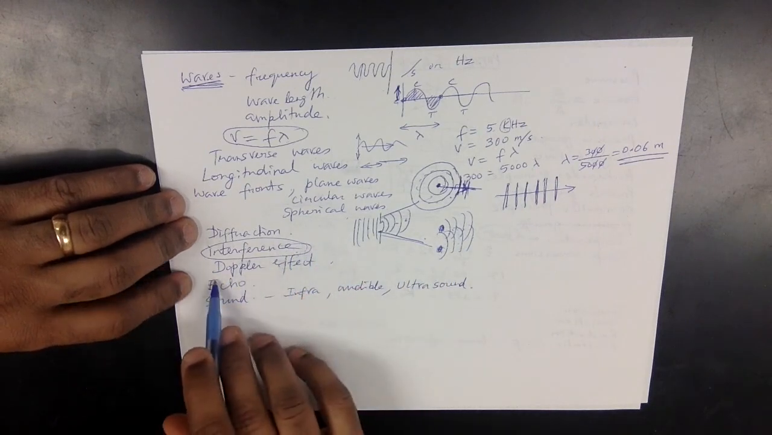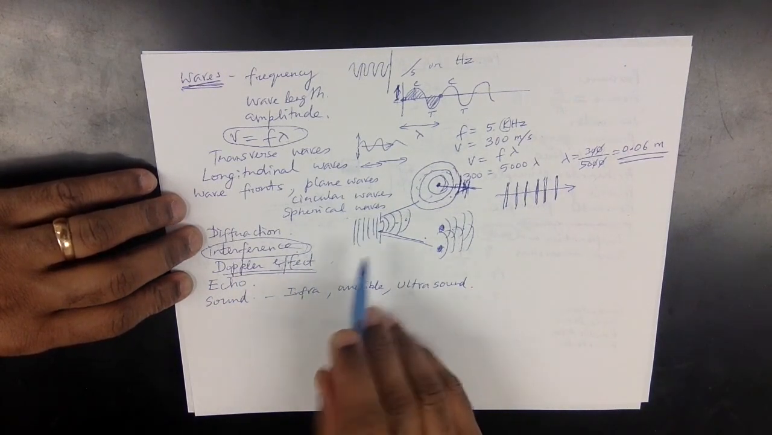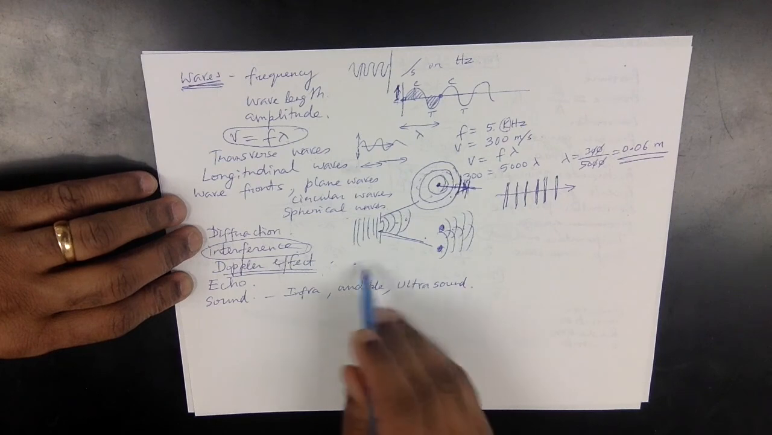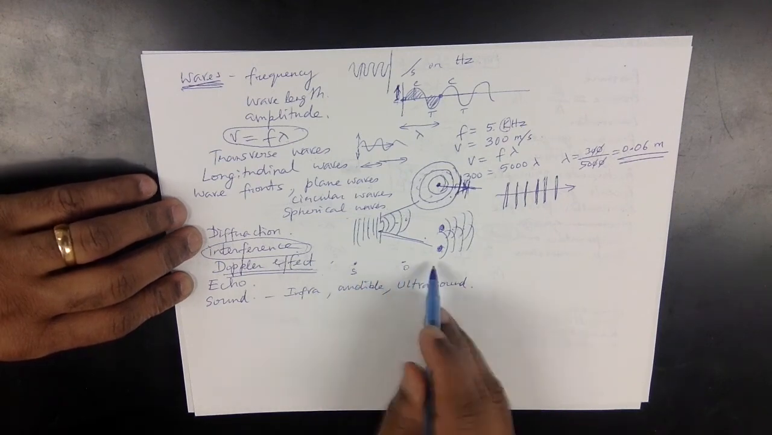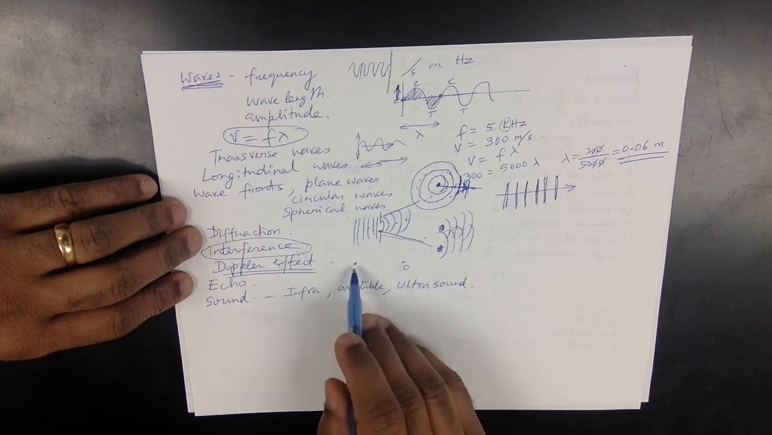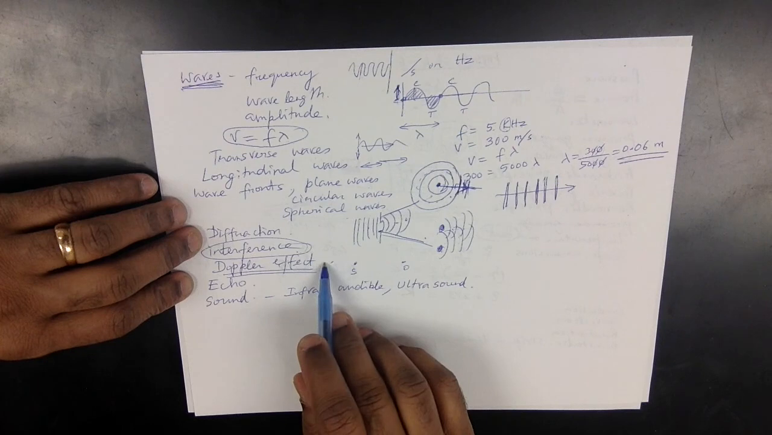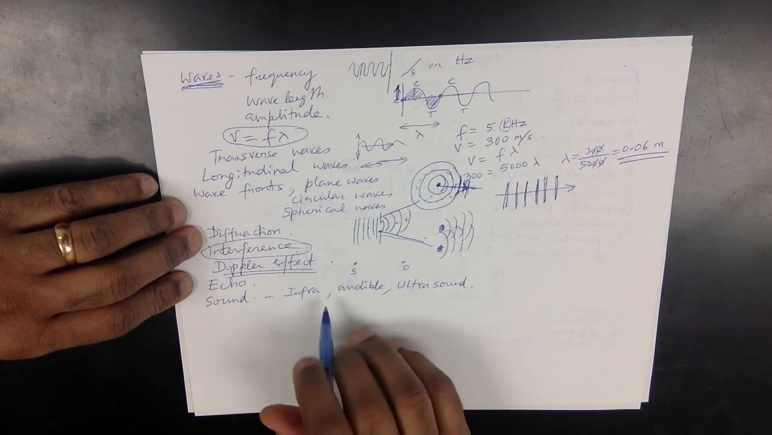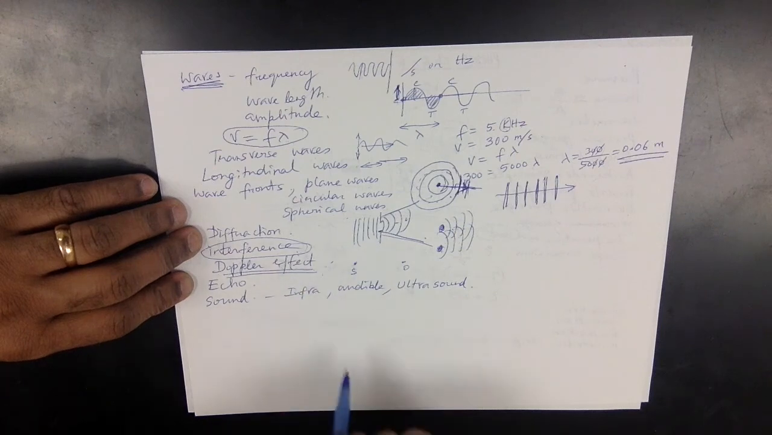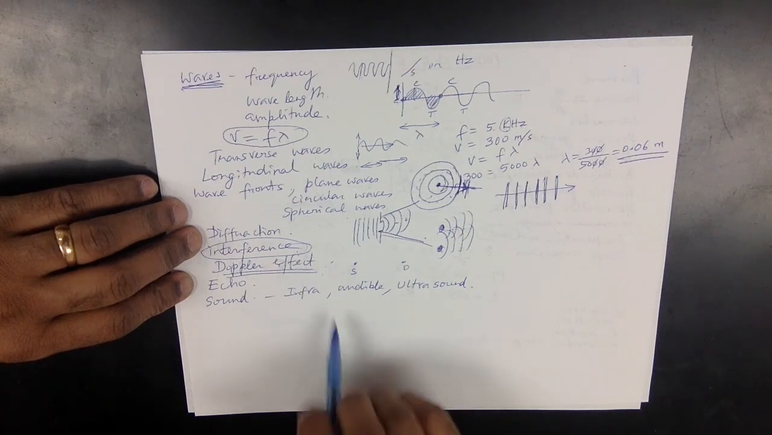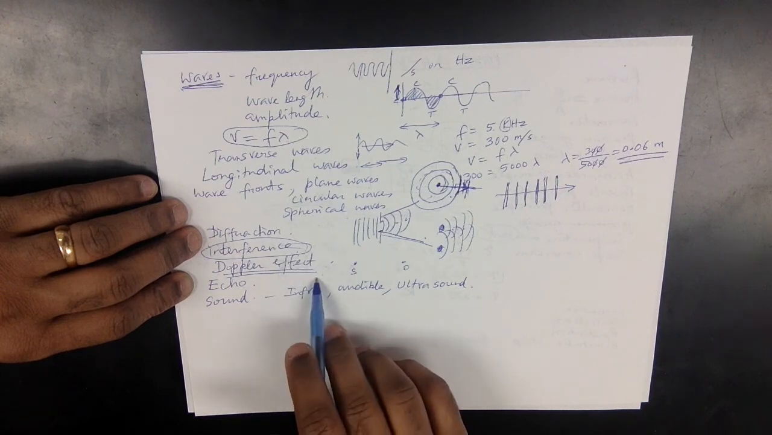Okay. Now, Doppler effect. Doppler effect is when the source or the observer moves relative to the other. Then the frequency changes, or the pitch changes. The change of pitch is called Doppler effect. Okay? The change of pitch is called Doppler effect.